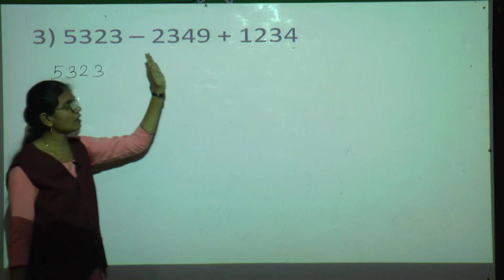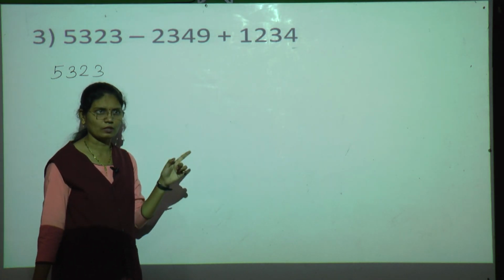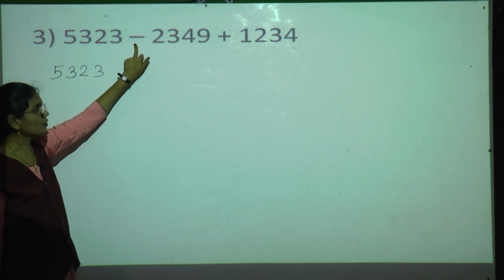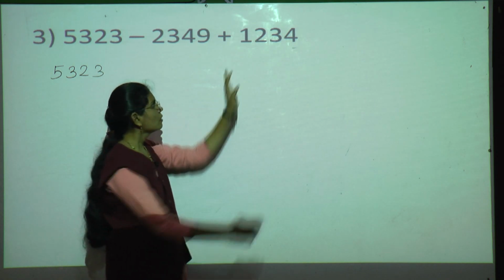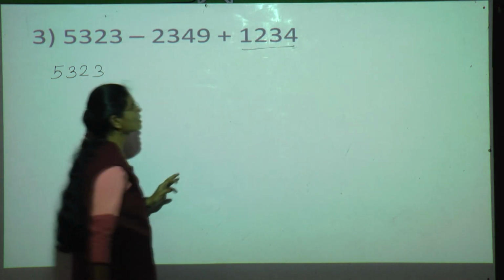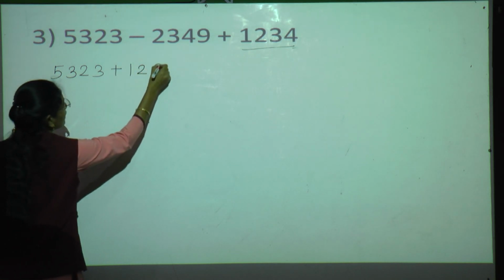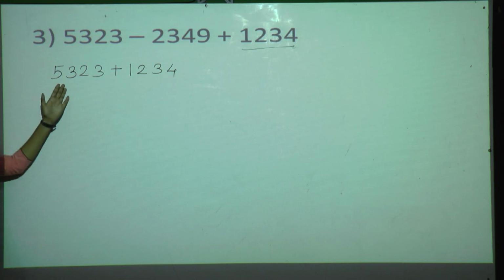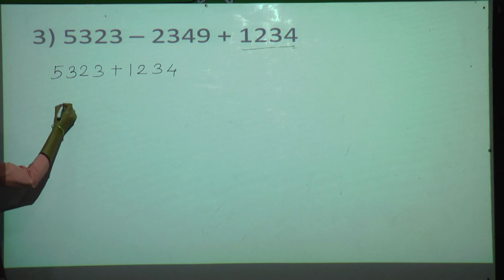Now you tell me, out of these two numbers, which number is having a plus sign before it? See, this number is having a minus sign, and this number is having a plus sign before it. So we will take this number now. What is the number? Plus 1234. Now what will you do? Very simple. Now you have to do the addition of these two numbers.